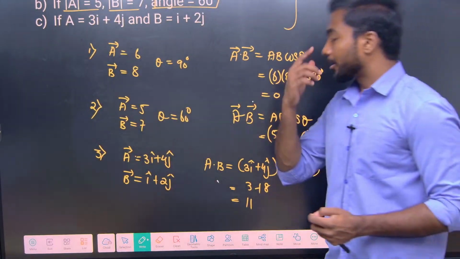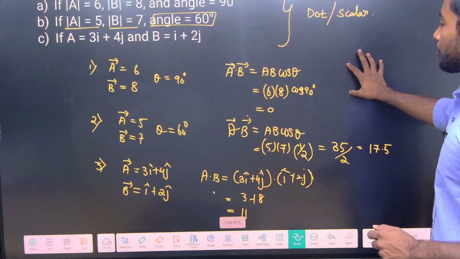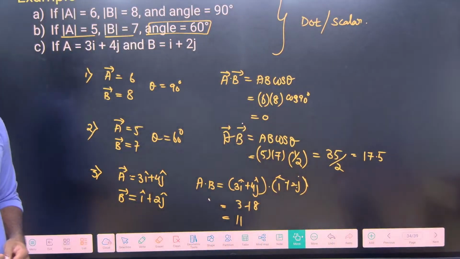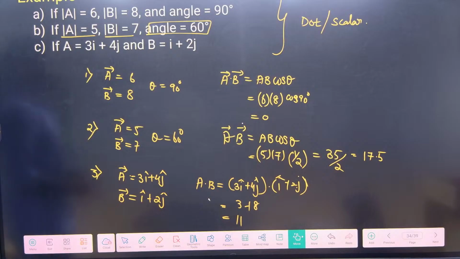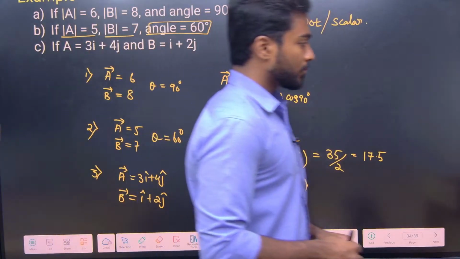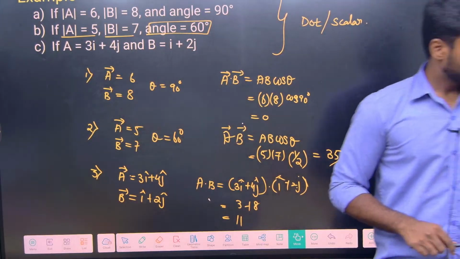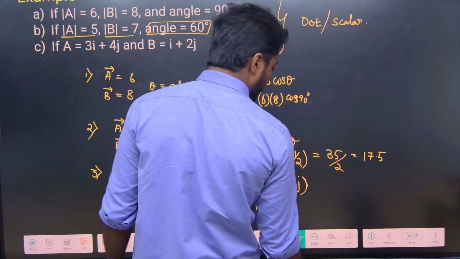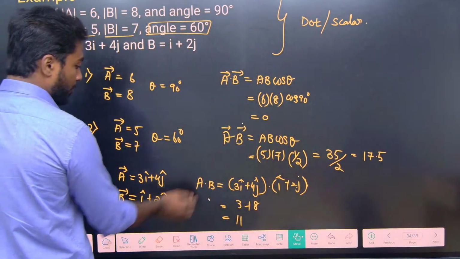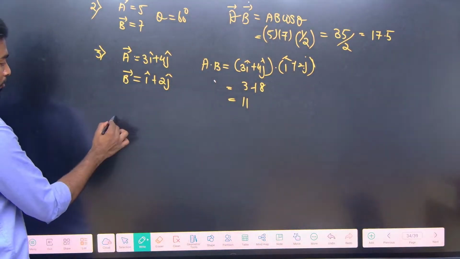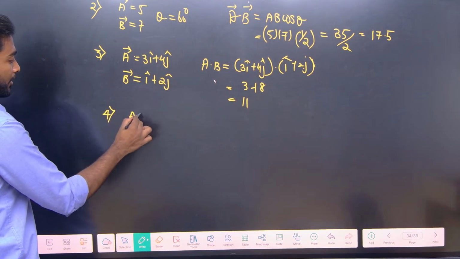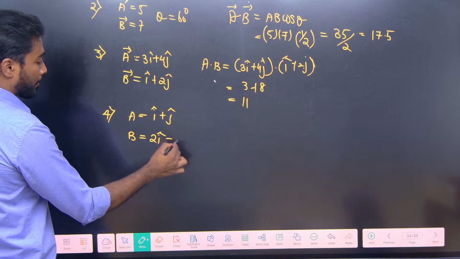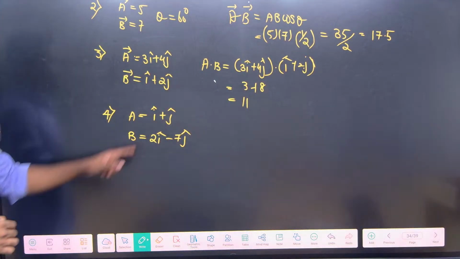So I hope you got a different kind of approach to this dot product. Can the answer be negative? Yes, it can be possible. For example, if I give a question like this, can you give the answer? The fourth question: A vector is equal to i cap plus j cap, and B vector is equal to 2i cap minus 7j cap. Can you give the answer for this question?